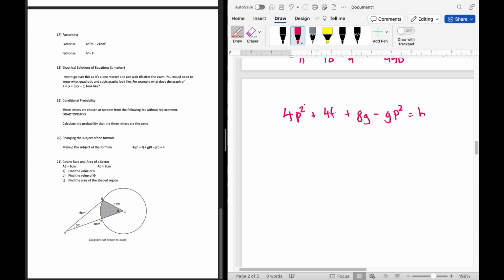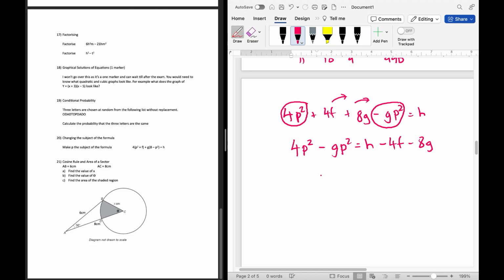Collect subject terms on the left. Good news. That contains the subject p, and that contains the subject p, and they're already on the left. But these other things that are not on the left need to go over there and will become negatives. Minus 4f, minus 8g.